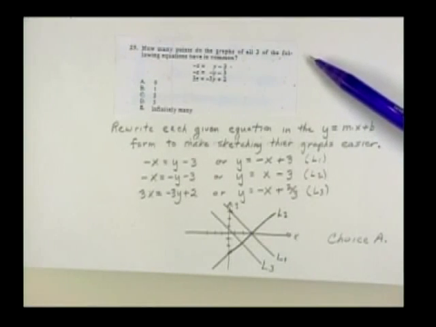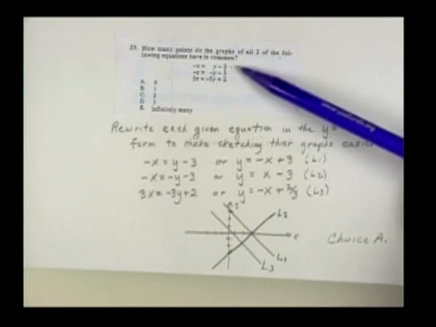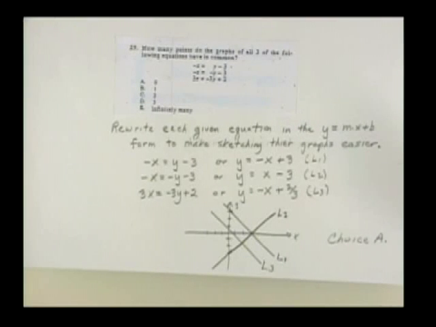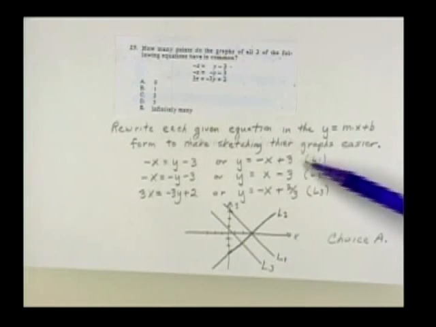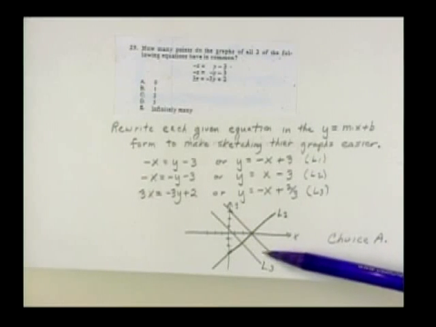How many points do the graphs of all three of the following equations have in common? And here are the given three equations. Rewrite each given equation in the y equals mx plus b form to make sketching their graphs easier. In line number 1, from the sketch down below, the given equation is this. In the y equals mx plus b form, it becomes y equals negative x plus 3. That would be this line.